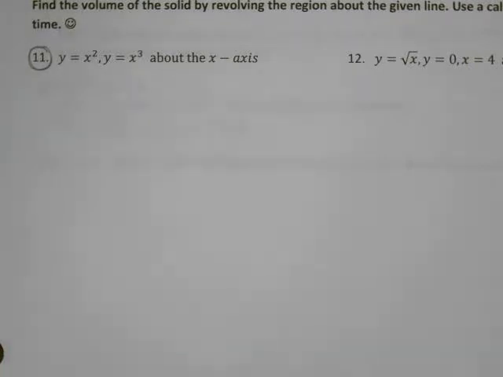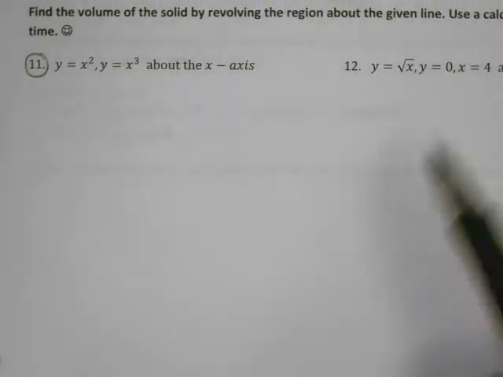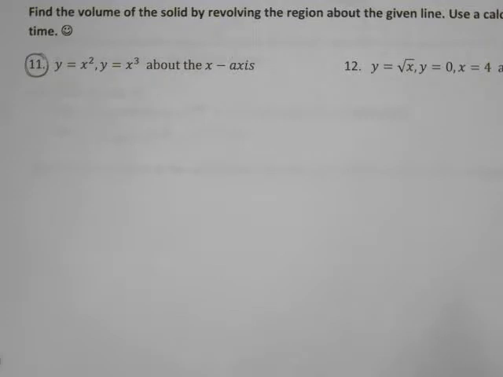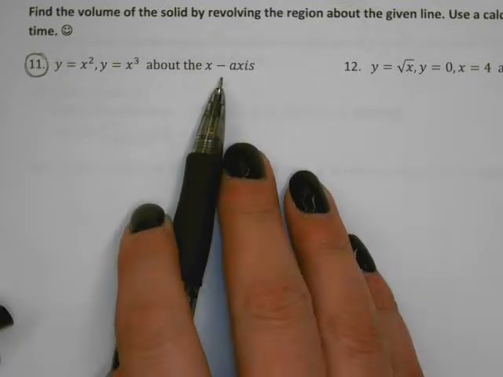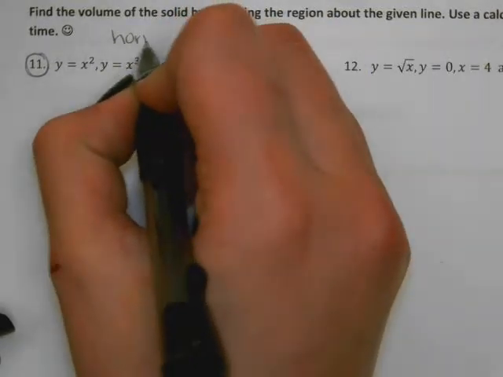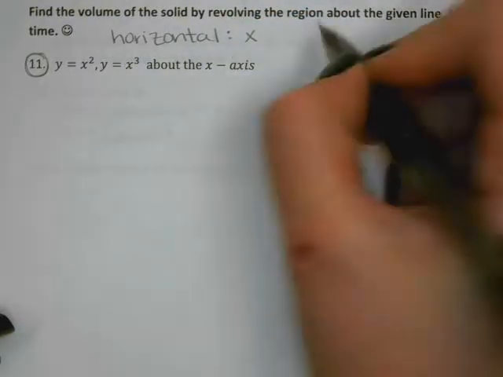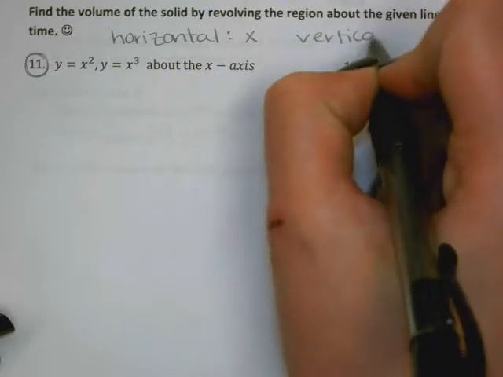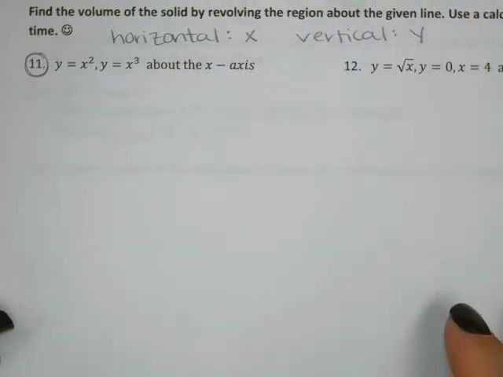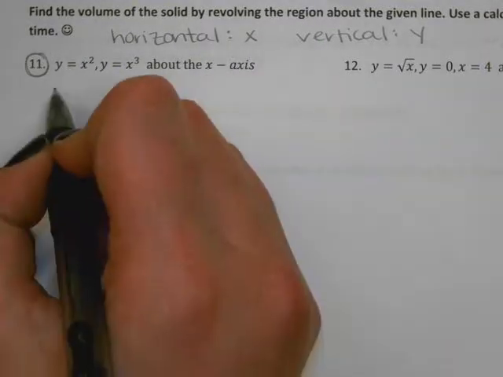All right, so we're going to look at number 11. Each of these problems tells you to revolve around a different axis, so we have to remember that anything horizontal that we're revolving around is going to be in terms of x, and anything vertical that we're revolving around is going to be in terms of y. Since this is the washer method, we have pi big R squared minus pi little r squared. For this one, I'm going to go ahead and draw my picture.